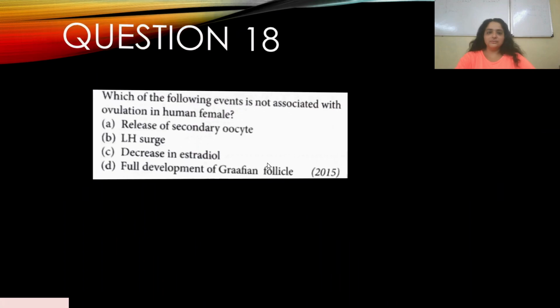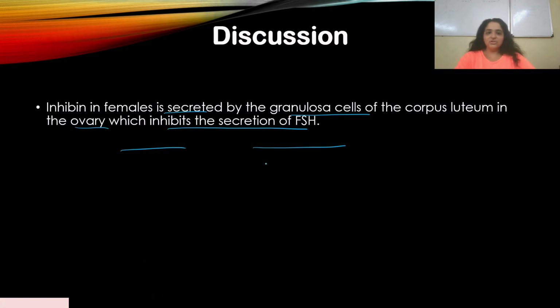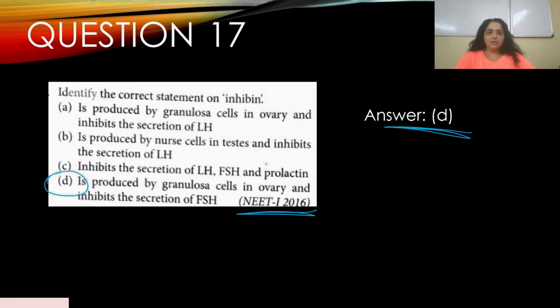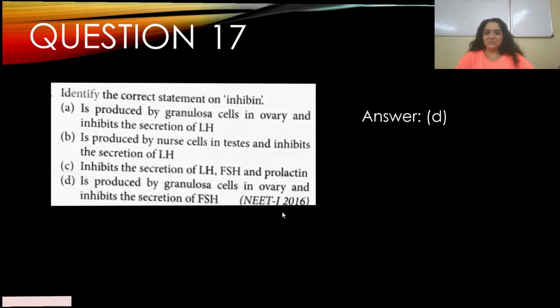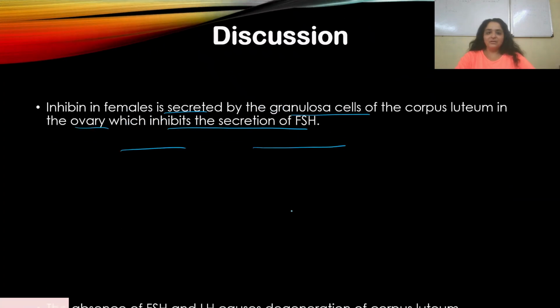Sorry, let's go back to the question. Identify the correct statement on inhibin. It is produced by the granulosa cells in ovary and inhibits the secretion of FSH. So this is a very important fact to remember. Please note this down if you like.